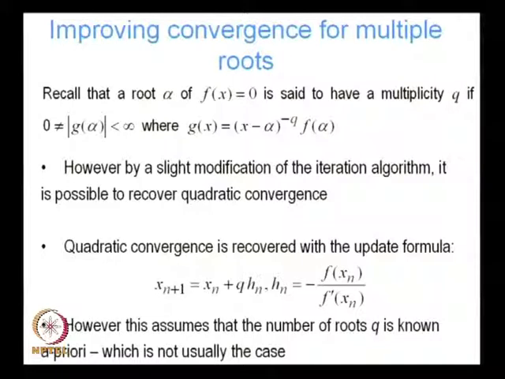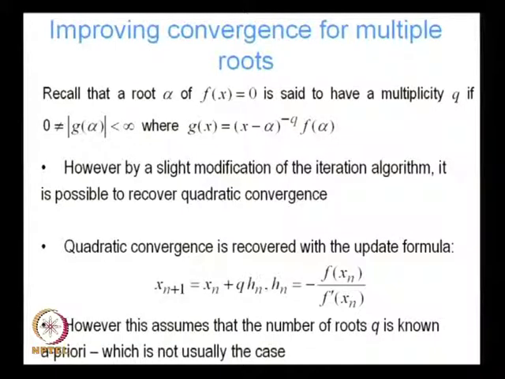So, recall that a root alpha of f of x equal to 0 is said to have multiplicity q if there exists a function g of x, which is equal to (x minus alpha) to the power minus q times f of x, where q is the multiplicity of the root alpha, and g of alpha is bounded, that is, mod of g of alpha is less than infinity and greater than 0.